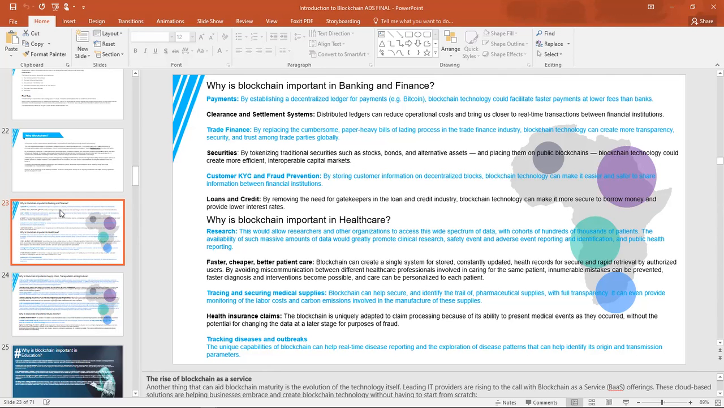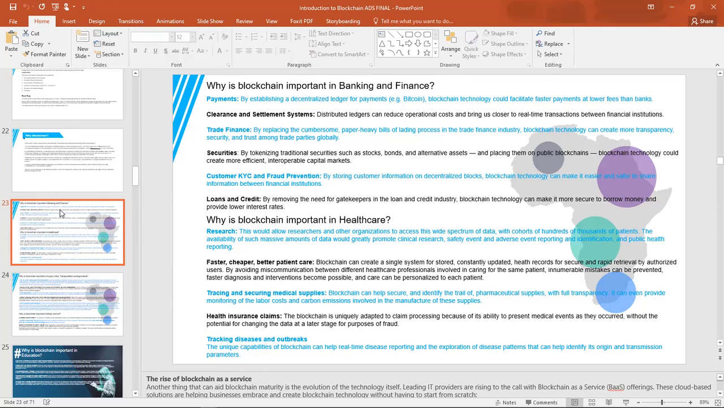Customer KYC and fraud prevention: by storing customer information on a decentralized blockchain, technology can make it easier and safer to share information between financial institutions. Loans and credit: by removing the need for gatekeepers in the loan and credit industry, blockchain technology can make it more secure to borrow money and provide lower interest rates. That is the importance of blockchain in banking and finance.